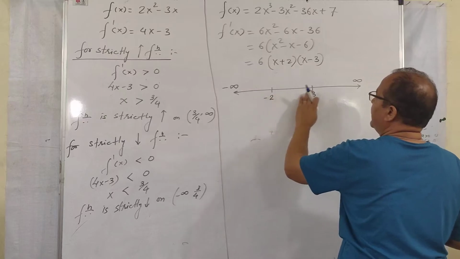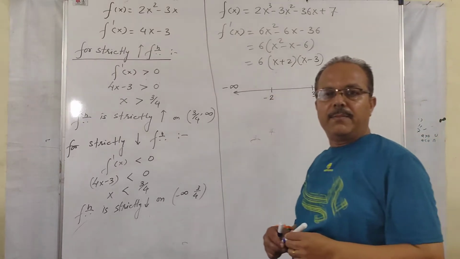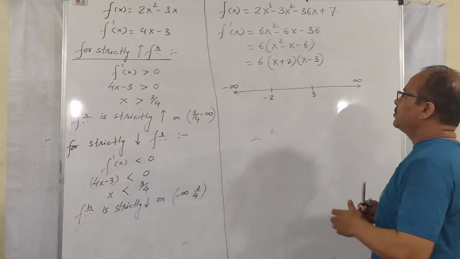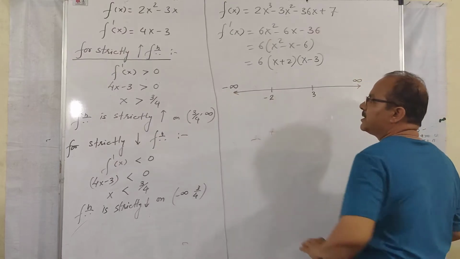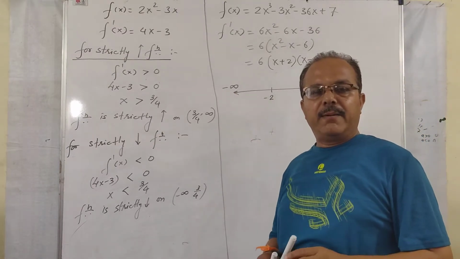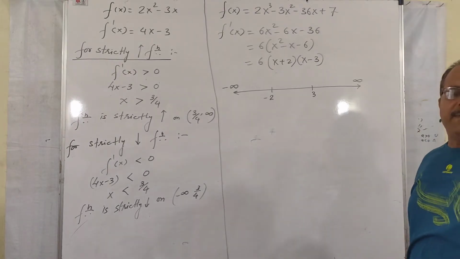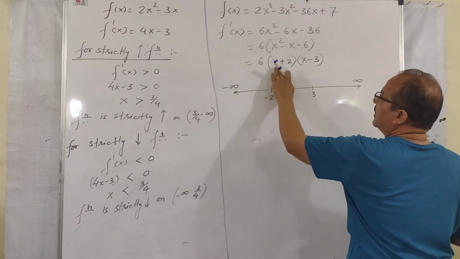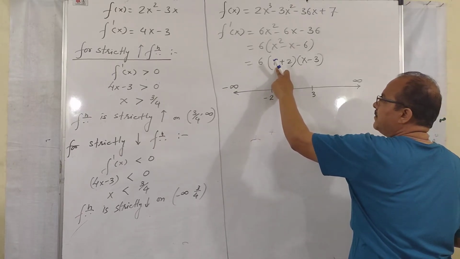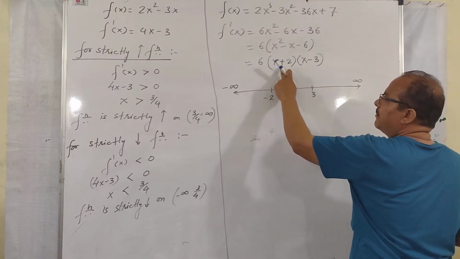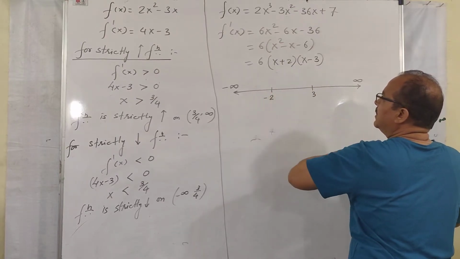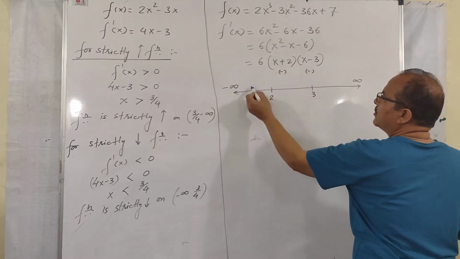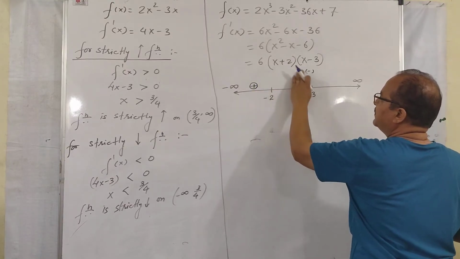Now your number line has been divided into 3 different intervals. Now let us see how we decide. First of all, students, take a number between minus 2 and minus infinity, for example minus 3. When you take minus 3 here, the sign of this bracket becomes negative: minus 3 plus 2 is minus 1. And minus 3 minus 3 is minus 6, again the sign becomes negative. So finally a positive sign we will be getting.